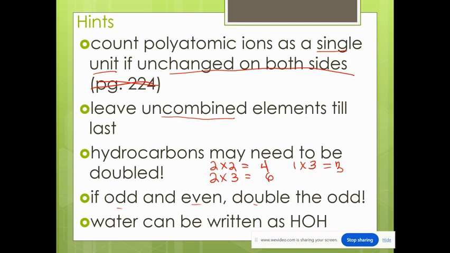Okay. So the only way you're going to be able to do that is by doubling the odd number. Does that make sense mathematically? Kind of the rationale there. And then water can be written as HOH. And why that's important is going back up to this, because OH is a polyatomic ion, despite what a few of you wanted it to be on your test yesterday. We won't go back there, right?